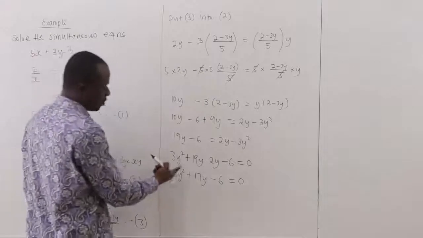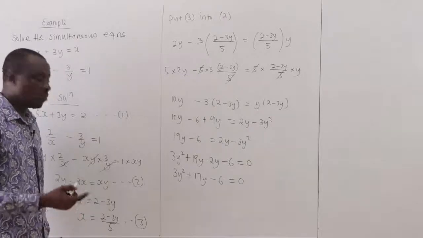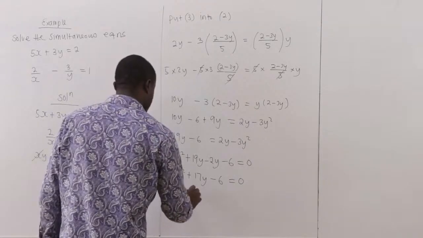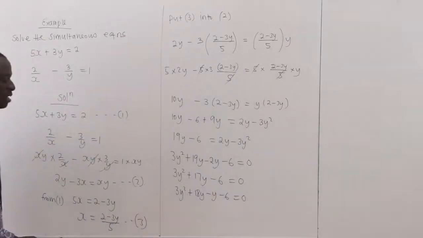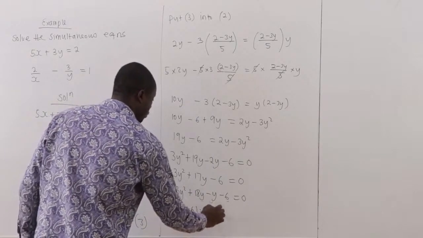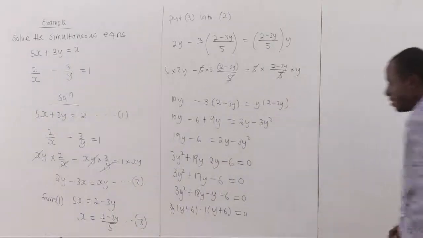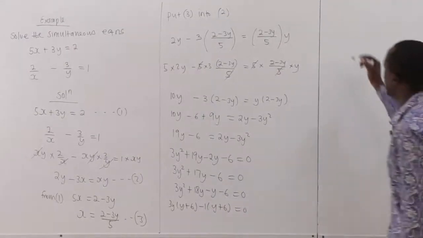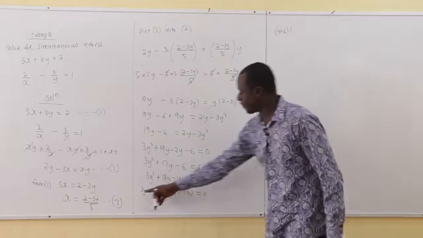Now, what do we do? Coefficient of the y squared is 3, so 3 times negative 6, that's negative 18. When you add, we are going to get 17. Clearly, the factors are 3y squared plus 18y minus y minus 6 equal to 0. Factorize 3y out, what do you have? y plus 6, minus 1, y plus 6 equal to 0. Factorization is a foundational topic in elective math. y plus 6 is common, so let's factorize y plus 6 out. Now, what is left? You have 3y minus 1.